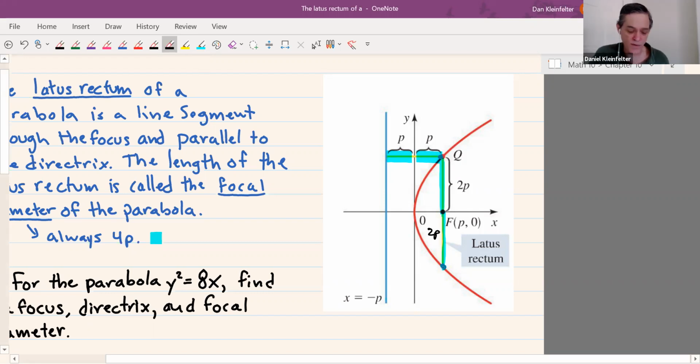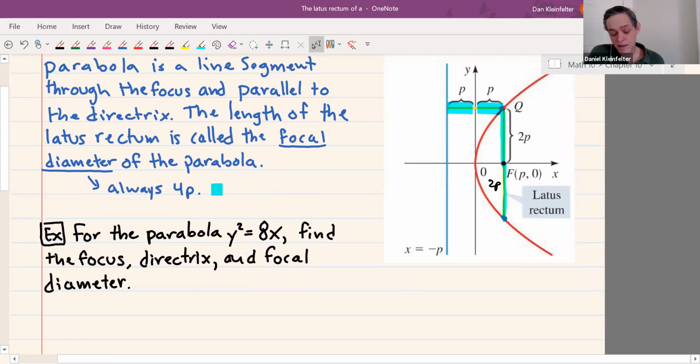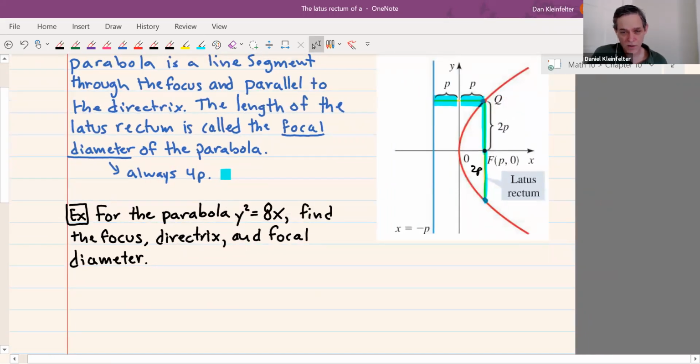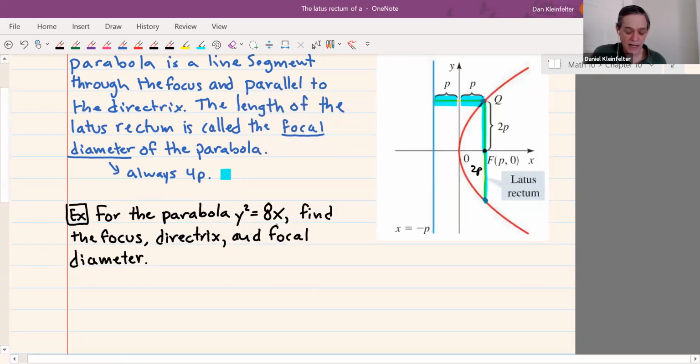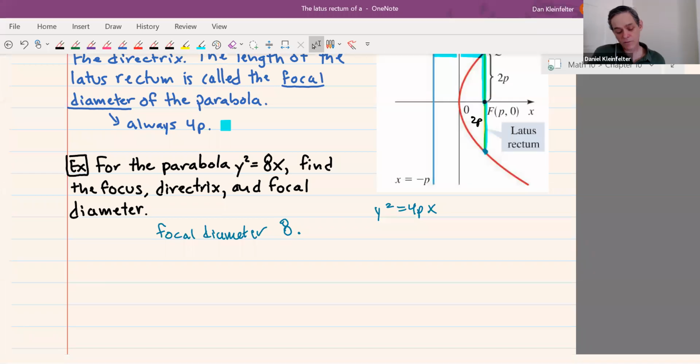And so the whole latus rectum has to be 4p in length, which is pretty neat because our equation has either a 4px or a 4py in it. So try a little example. Here it says for the parabola y squared equals 8x, find the focus, directrix, and focal diameter. Let me do the focal diameter first, just because we're just talking about it. The focal diameter is 8. You can read that straight off the equation. Remember that the equation is y squared equals 4px, and if the focal diameter is 4p, then it's right there in your equation. Here it's 8.